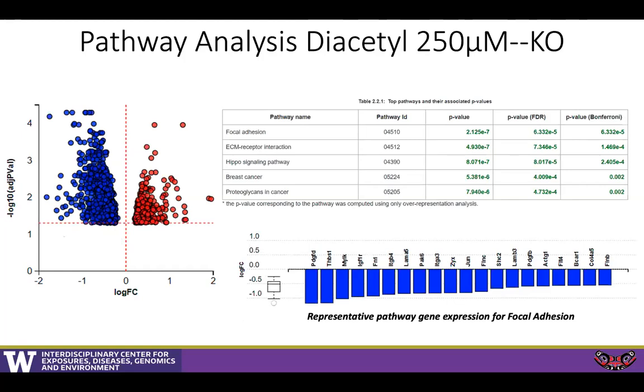And in the knockout cells, diacetyl actually had a very interesting effect on focal adhesion and extracellular matrix receptor interaction. This is an important outcome because it suggests that the ability of cells to communicate with each other through focal adhesion plaques, as well as adhesion to the extracellular matrix present in the tissue, signals basically that these cells are probably having a difficult time with intercellular communication.